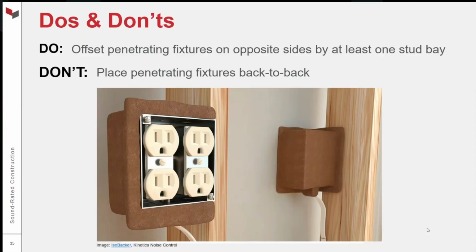A little bit of a belt-and-suspenders approach could be to add putty pad backers. These are putty pads that seal up the housing of the box, all of those little cracks and gaps and punch-outs, make it airtight, and add a little bit of weight and mass to that penetrating element. These are quite effective.